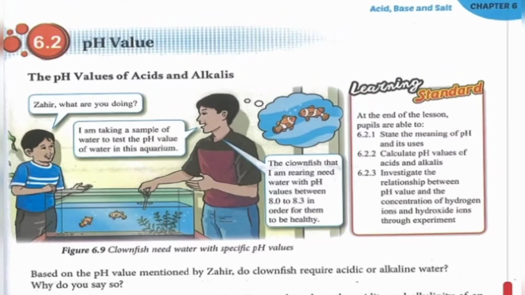Okay, so this is chapter 6, chemistry, form 4, 6.2 pH value. The pH values of acids and alkalis. So at the end of this lesson, you are able to state the meaning of pH and its uses, calculate pH values of acid and alkalis, and number 3, investigate the relationship between pH value and also the concentrations of hydrogen ion and hydroxide ion.